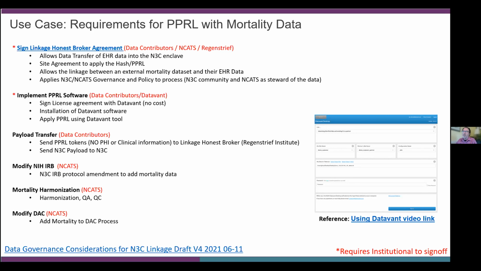NCATS, us, will be responsible for modifying the IRB, which includes new data, in this case, mortality. The harmonization team will harmonize the data that comes in. So we're bringing in viral variants, mortality, CMS, and images. Those are the 4 different new level 2 data sets we're bringing in. We will be responsible for harmonizing so they're available like the data is in N3C. And then of course, we've got to modify the DAC, that drop-down menu, so you can pick your data.